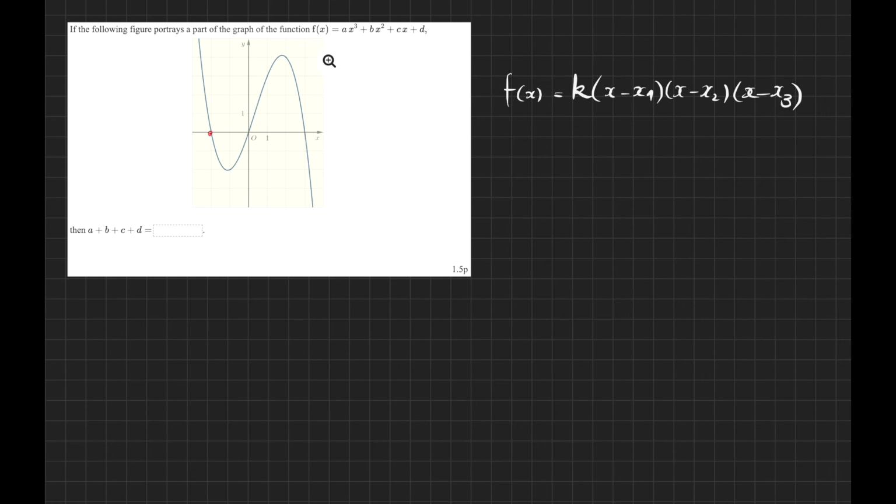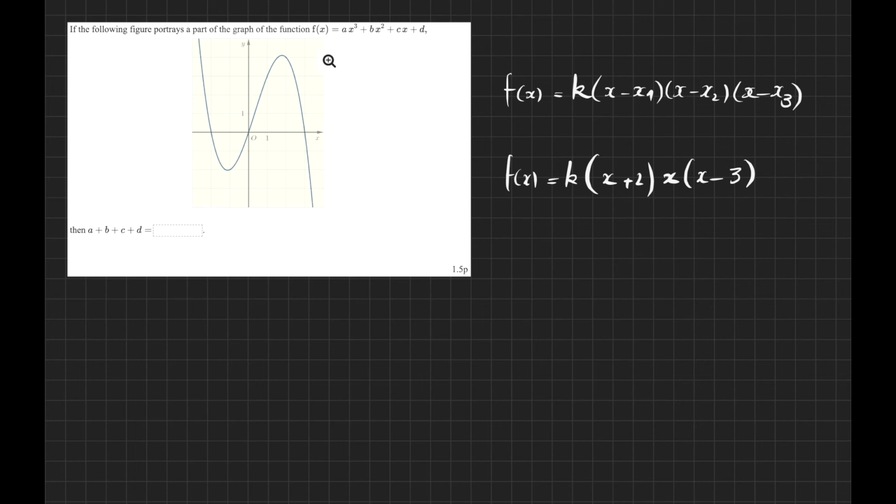So if I go from left to right, the leftmost zero is minus 2, the middle one is 0, and the right one is 3. So minus 2, 0, and 3. So f of x becomes equal to k, x minus minus 2, which becomes plus 2, and then x minus x2, which is x minus 0, simply x, and finally I have x minus what? 3. Yeah, so that is this one.